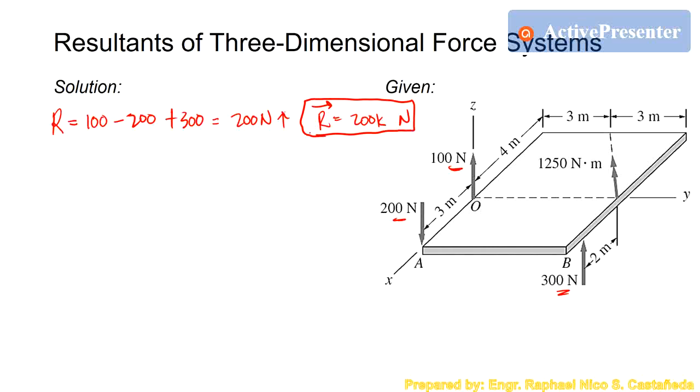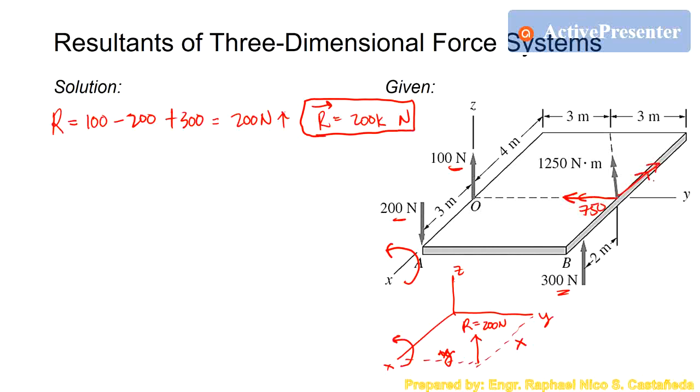Next we locate the resultant. If you want to locate the resultant, this is z, y, and x. Assuming this is the resultant R, we know that it is 200 newtons. You want to get the x and y components. So we sum up moment, for example, at the x axis. If we sum up moment there, remember that this one right here is 750, and this one right here is 1000 negative. Summation of moment at x, if we equate it to the resultant, we have R times y, this is the summation of moment at x.